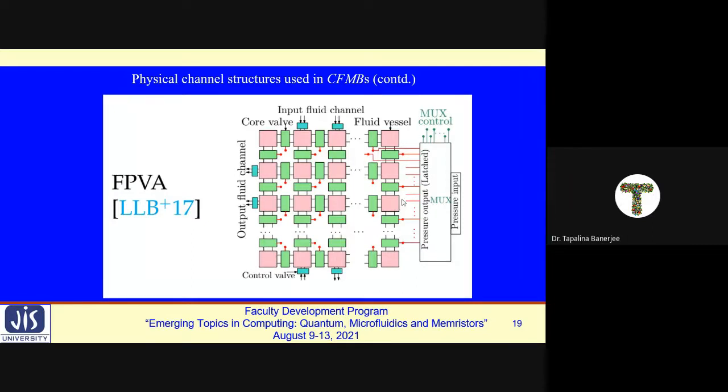Field programmable valve array. This is another interesting physical channel structure. These are also used in continuous flow microfluidic biochips. You can notice that there is a mux controlling set where pressure inputs are given, and based on the latched output, different intermediate valves, or you can say the core valves, are either activated or deactivated to channelize the particular path of the fluid flow.